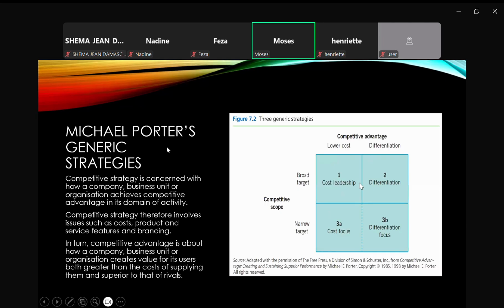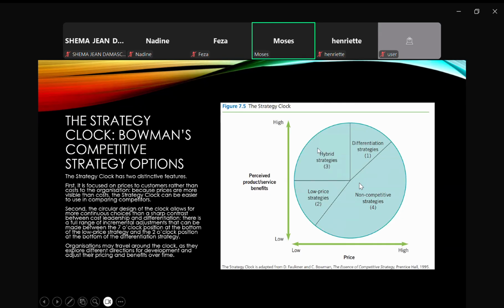If you see Michael Porter, it has cost as a driver of competitiveness, and of course, it has differentiation. When you come to the strategic clock, we have differentiation, so differentiation does not change, but we have raw price. I said hybrid is also common in Michael Porter's generic strategies, although it doesn't show on the diagram, but if you go into your notes, you'll find it. However, they substitute cost leadership with price.